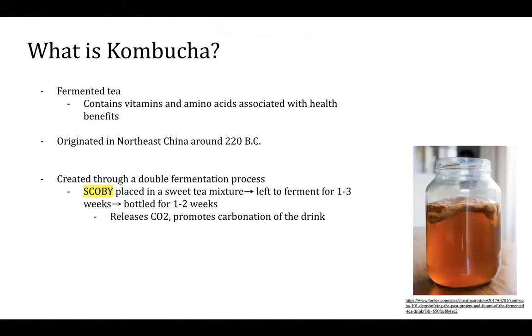Kombucha is created through a double fermentation process in which SCOBY, which I'll explain in the next slide, is placed in a sweet tea mixture and left to ferment for 1 to 3 weeks. And then again is fermented, but this time tightly bottled for 1 to 2 weeks. And through this tight sealing of the bottle, CO2 is released but trapped, which promotes the carbonation of the drink.